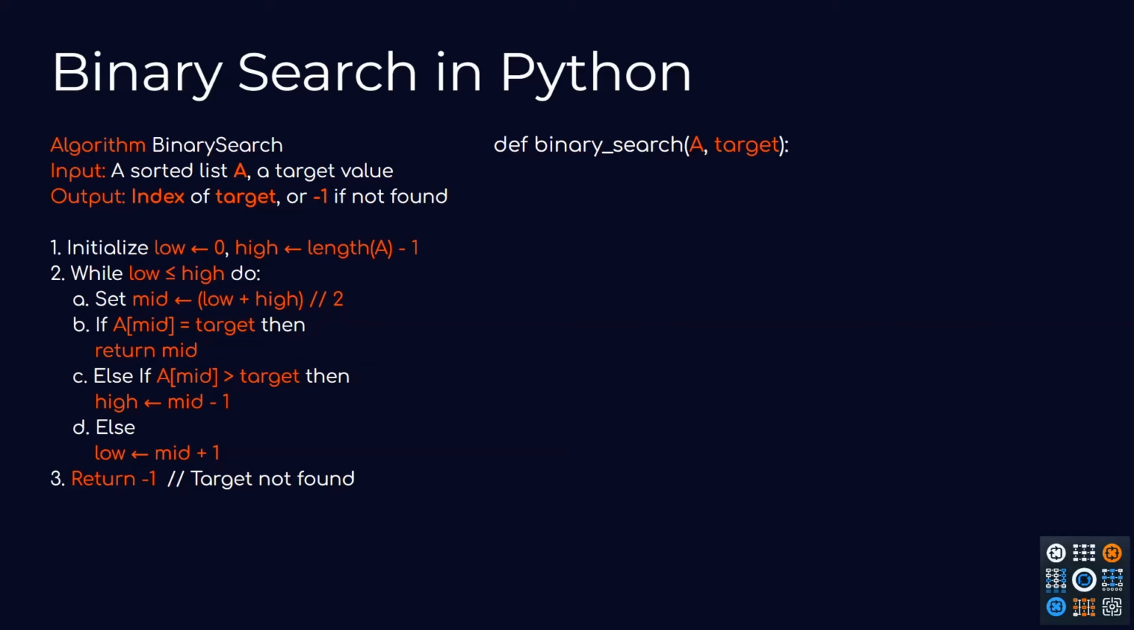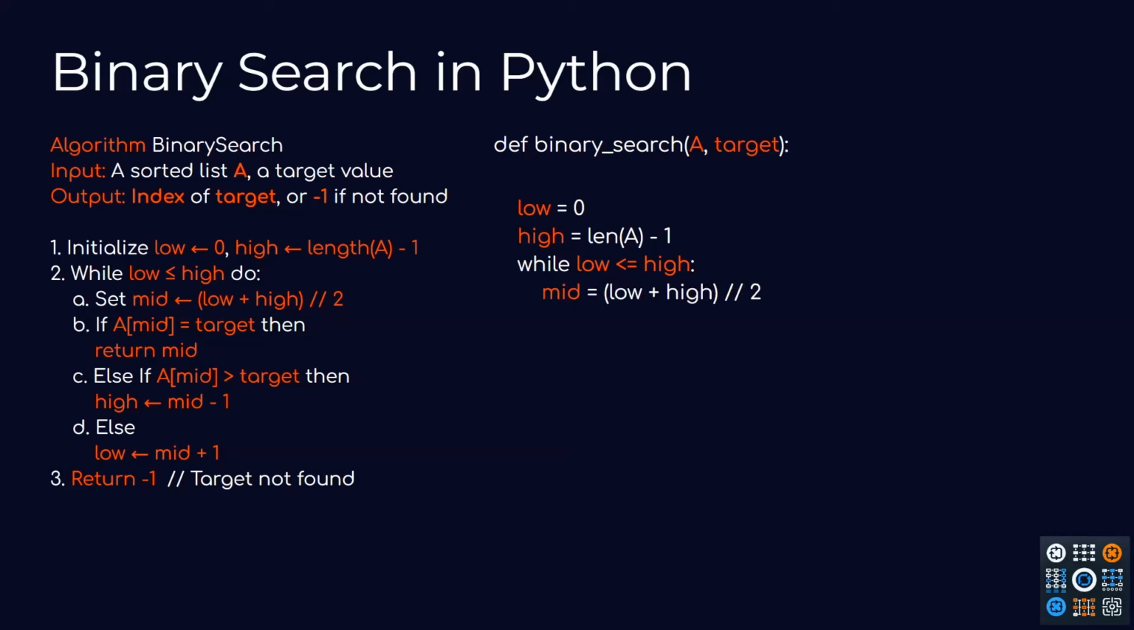Now let's translate the binary search algorithm into a Python function. We define a function called binary search that takes two inputs, a sorted list A and the target value. The initial boundaries low and high are set to the first and last indices of the list. The while loop runs as long as low is less than or equal to high.